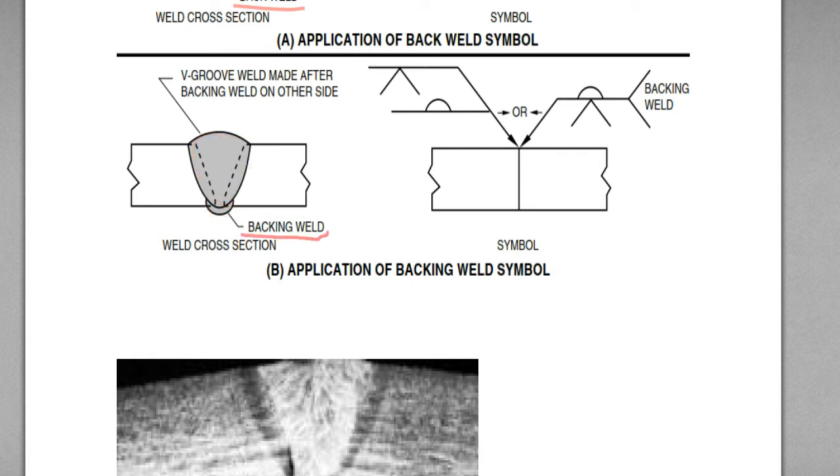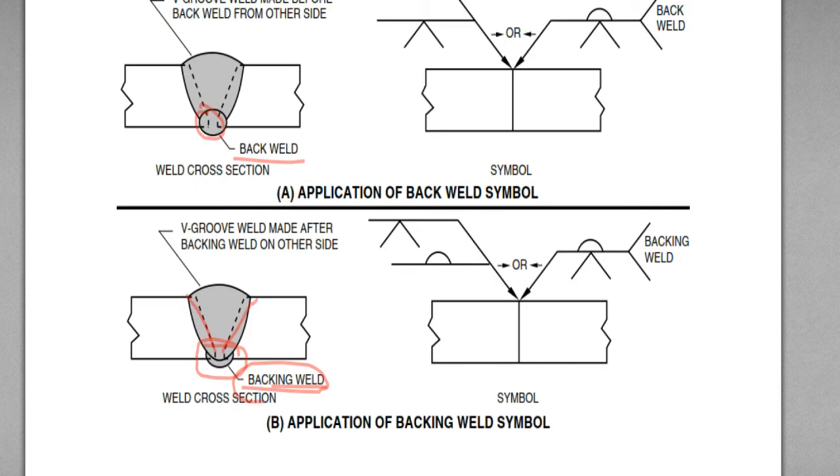Then this is backing. This backing weld is like in the V groove, where you weld with GTAW, because GTAW makes a beautiful back bead. So this is the backing weld and this is the backward weld. A backward repair is, for example, where we have a crack here, we grind it out, and then repair weld here. That's a backward repair.